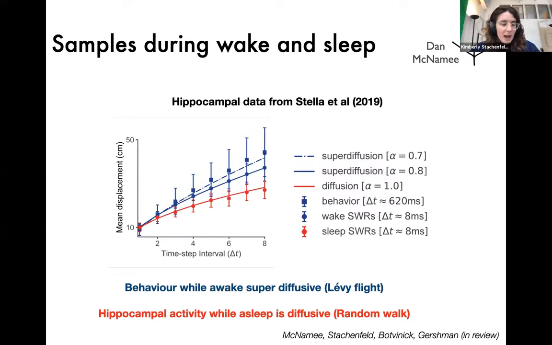So one thing that Dan also realized is that we can use this model to explain different types of sampling statistics that are observed in different cognitive states. One example of this activity that is thought to be sampling from hippocampus is this spontaneous reactivation you see in hippocampal data. So what is spontaneous reactivation?